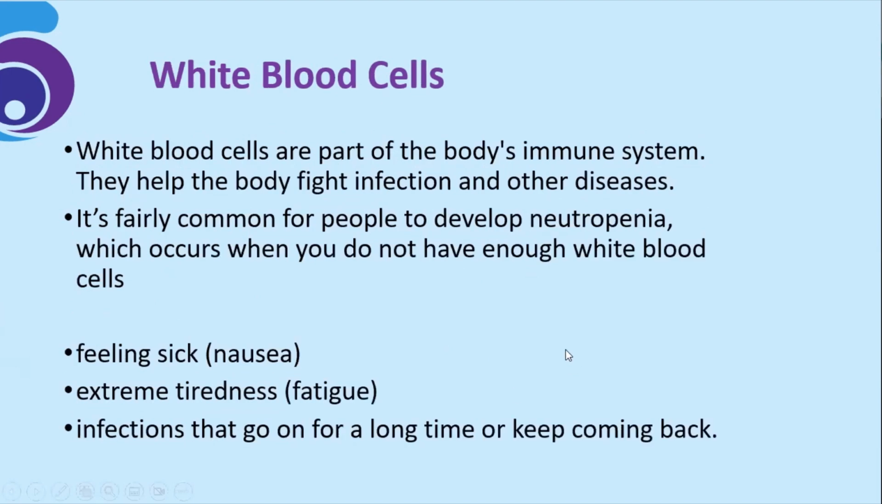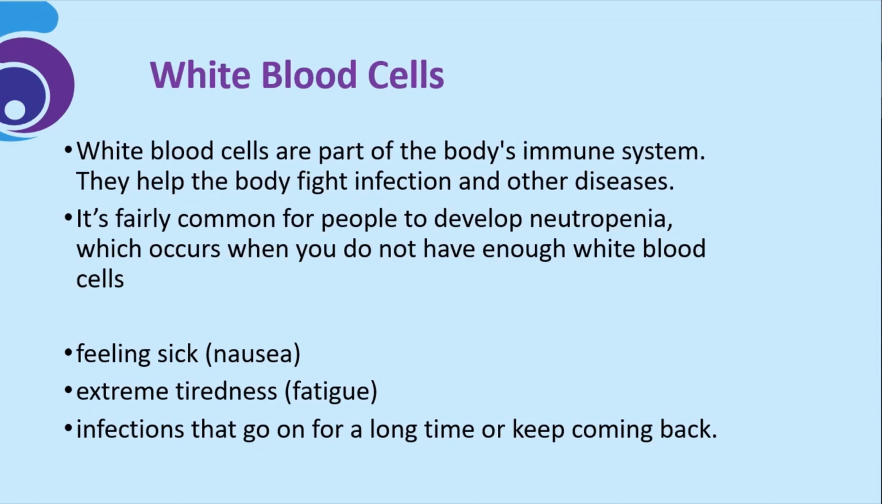So another type of blood cell is your white blood cells. So white blood cells are part of your body's immune system. So they help us fight infection. So anytime what we call an invader comes into our body, the white blood cells will go and attack that and kill it so that it doesn't create something in our body like a virus or an infection or something like that.